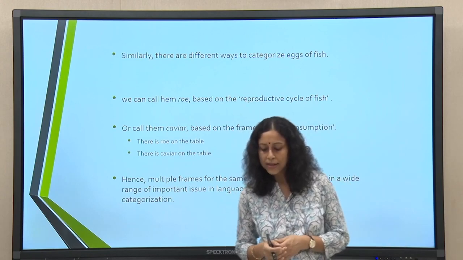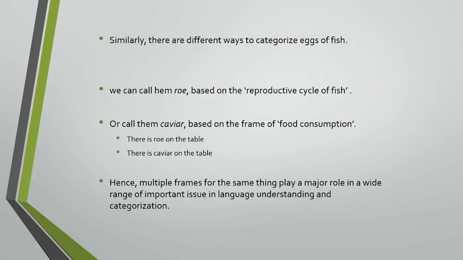So, similarly, there are different ways to categorize eggs of fish. We can call them roe, we can also call them caviar. So, again if we say roe, we are simply invoking the frame of the reproductive cycle of the fish. It is a simple thing, it is a biological product, eggs of a fish. However, the same egg of a fish can be referred to by using the word caviar.